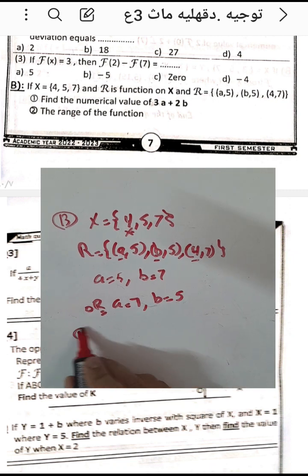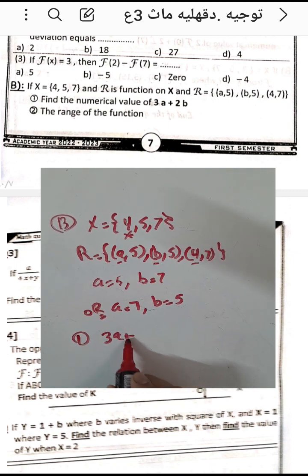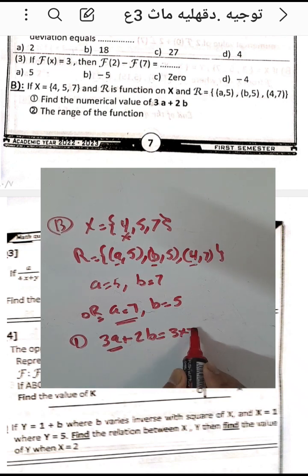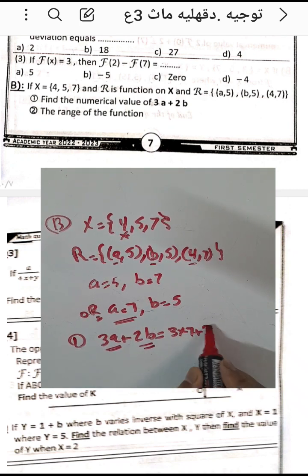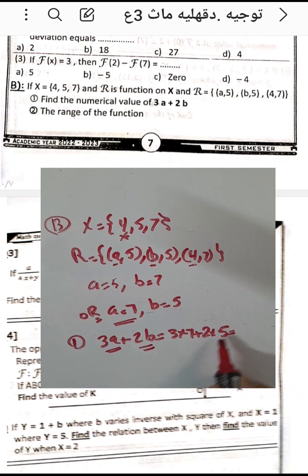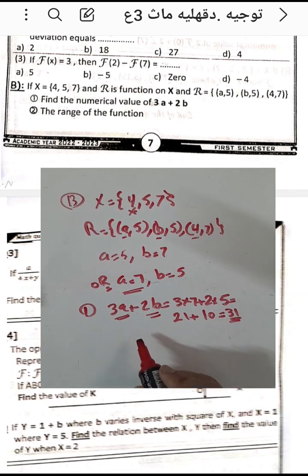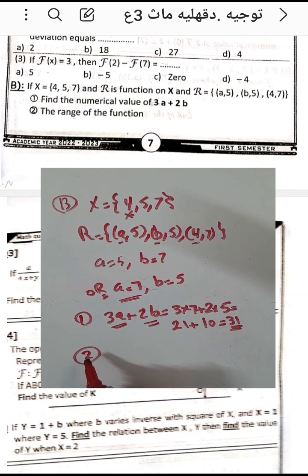Then the numerical value about 3a plus 2b equals 3 times the value of a, 3 times 7, and 2 times the value of b. The result will be 3 times 7, 21, plus 2 times 5 equal 10. The result will be 31. Question number 2, find the range of the function.